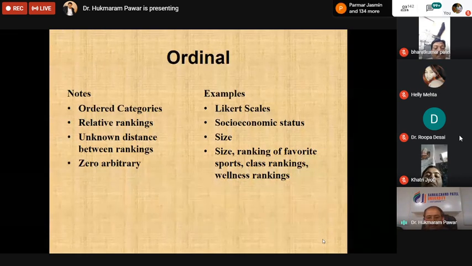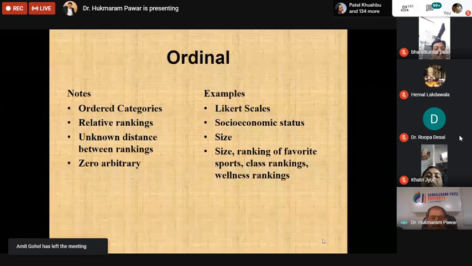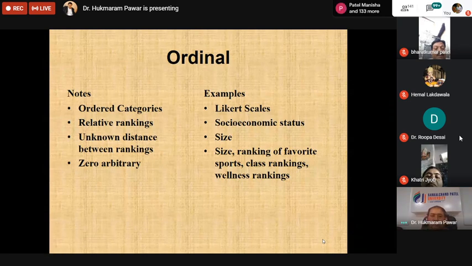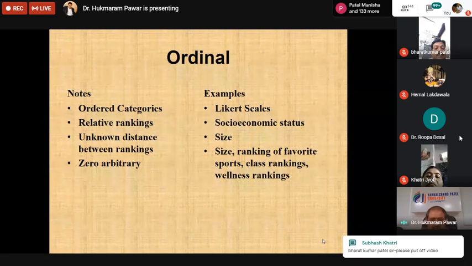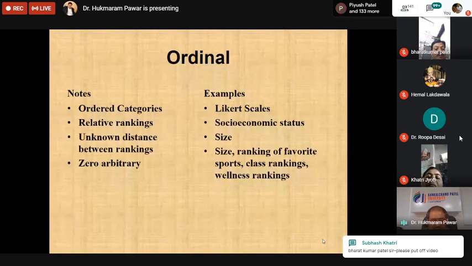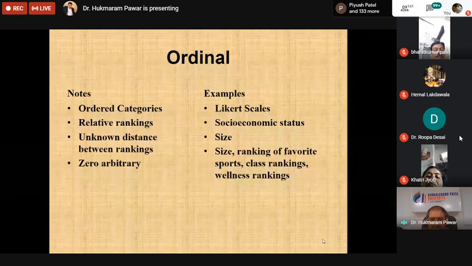Some examples are in socio-economic scales. Likert scales are used: highly satisfied, satisfied, neutral, dissatisfied, and highly dissatisfied. Here we can arrange in this way, but we cannot say what the difference is between highly satisfied and satisfied.